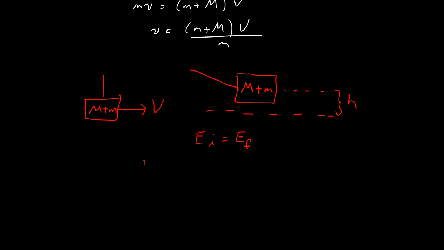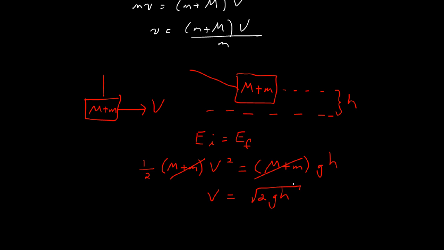Initially, I have kinetic energy, 1/2 times the combined mass, big M plus little m, times big velocity squared. In the end, I have gravitational potential energy, again, combined masses, g times h. Now notice I have the same mass on both sides, so let me just cancel that out. And I solve. Big V equals the square root of 2gh.